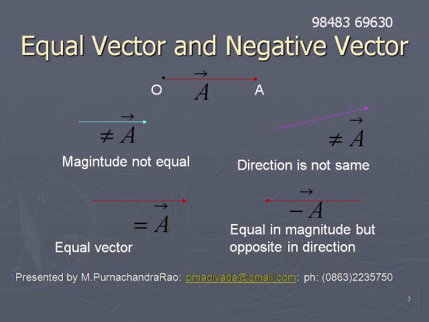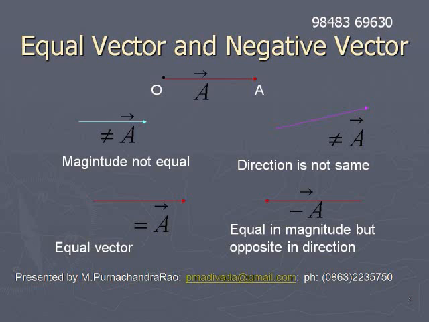Equal vector and negative vector. Let us consider the vector OA, which is represented by A bar. Consider the blue one at the left under the vector OA. This is not equal to the vector A bar because the direction is the same but the magnitude is different. The magnitude of this vector is less than the magnitude of OA. Hence, this vector is not equal to the vector OA.